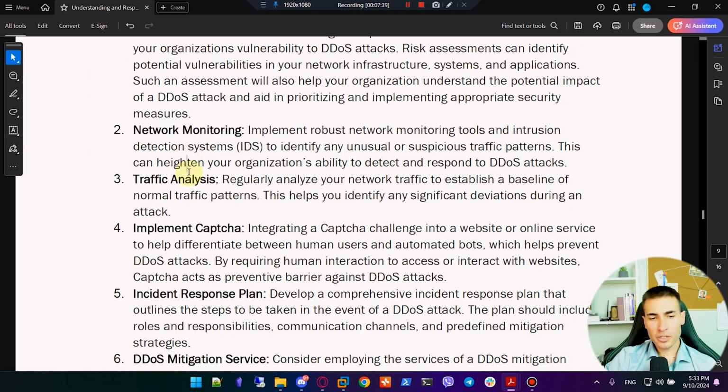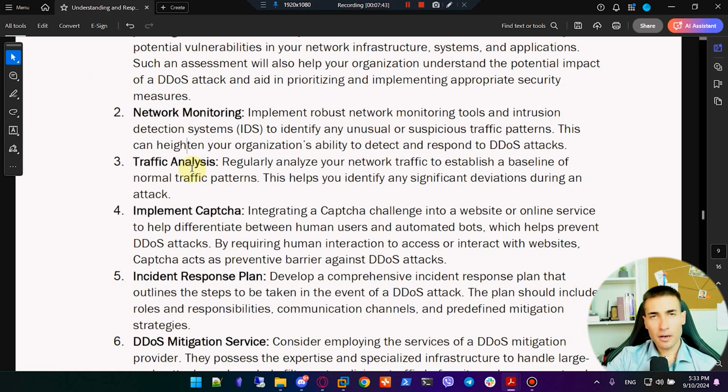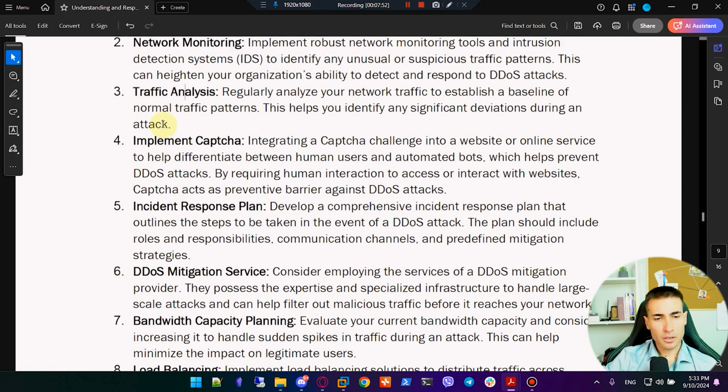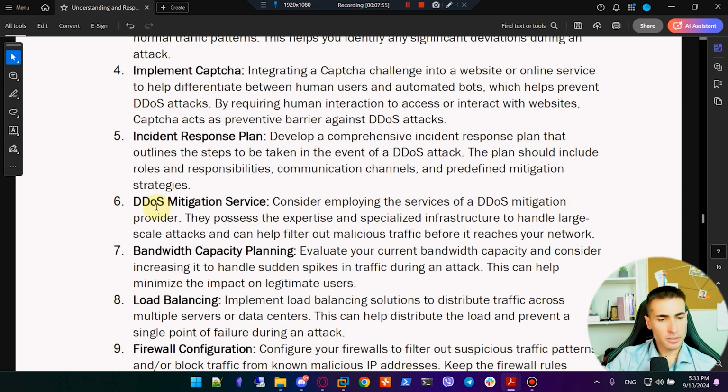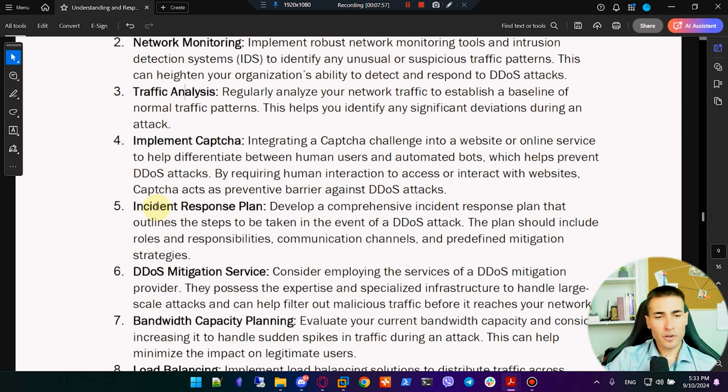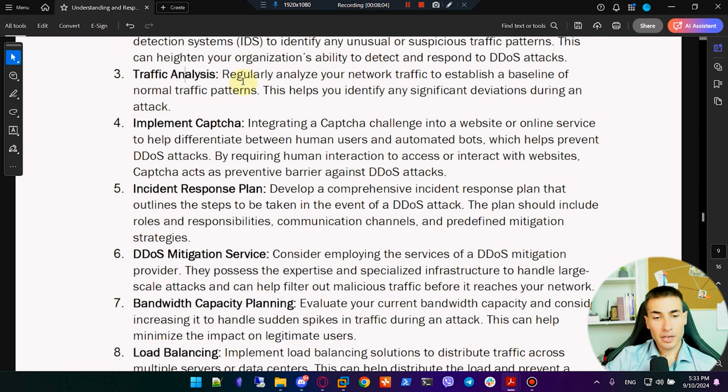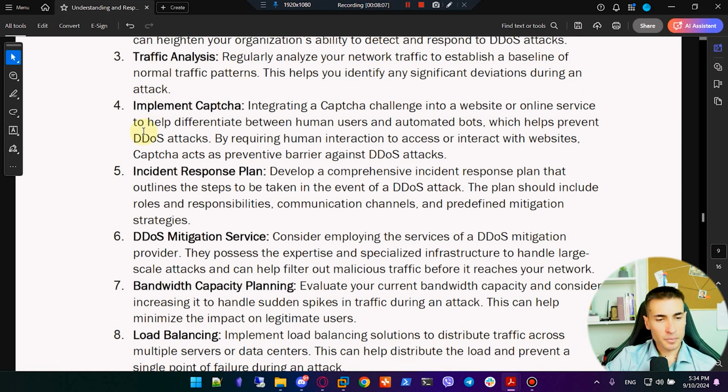Network monitoring. It's really important to have an IDS and IPS to basically watch out for anomalies in the traffic and do something about it. Traffic analysis. The majority of the things that they have displayed here are provided by default by such security solutions. So it's really important to implement IDS and IPS, NDS, XDR, and so on.